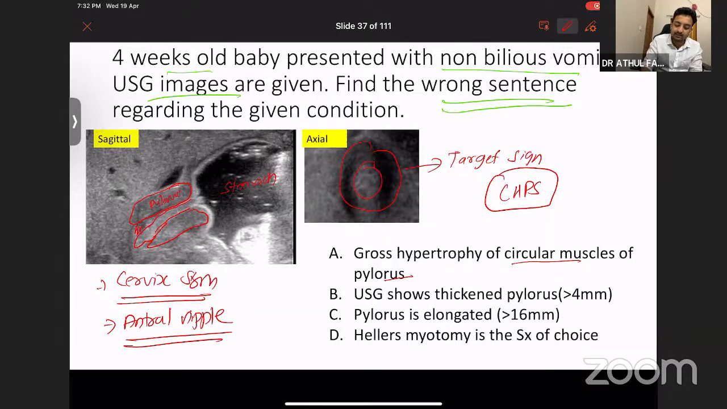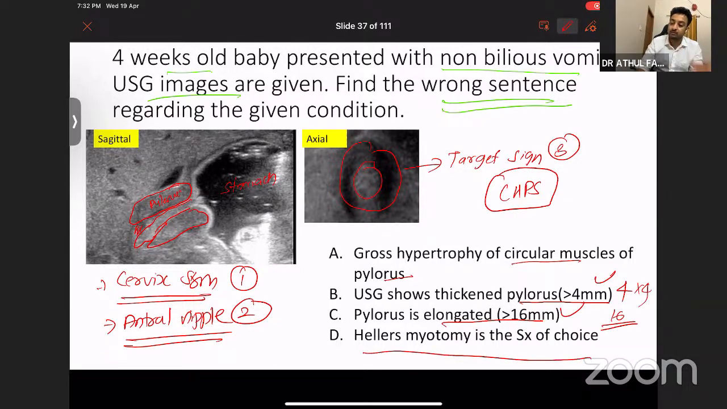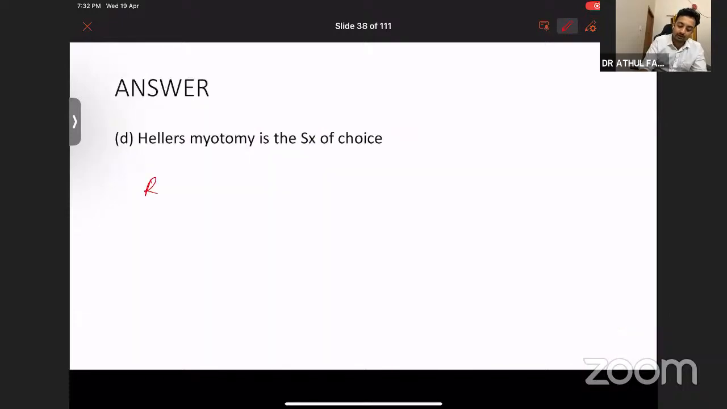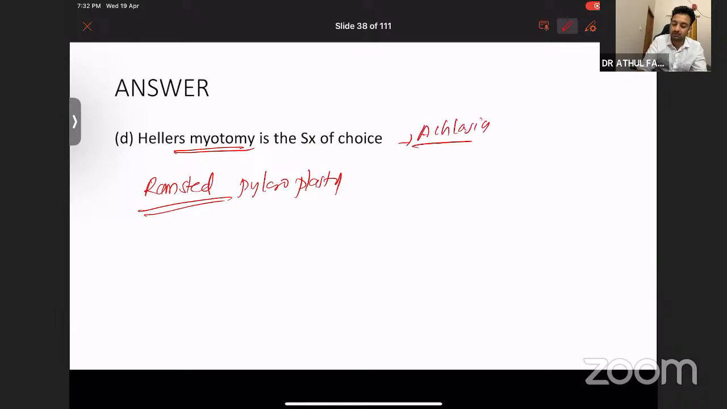So three important signs in ultrasound are cervix sign, antral nipple sign, target sign in axial section. All these things you can pick up in ultrasound. So congenital hypertrophic pyloric stenosis can be easily picked up with the help of ultrasound. Keep it in mind. USG will show thickened pylorus more than 4 mm, and pylorus will be elongated more than 16 mm. So multiples of 4, 4 into 4 is 16. Heller's myotomy as the surgical procedure of choice is wrong. It is Ramstedt pyloromyotomy. That is the treatment. Heller's is used for achalasia. So that was the catch in that.